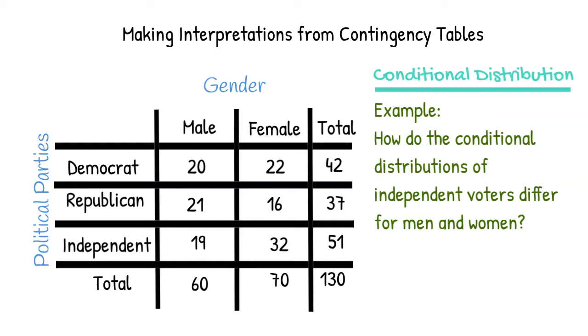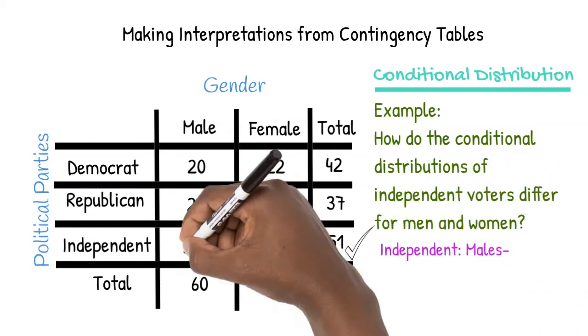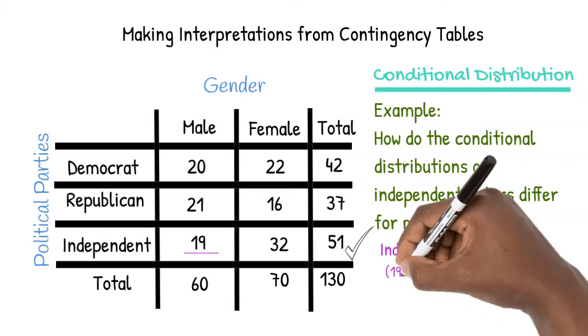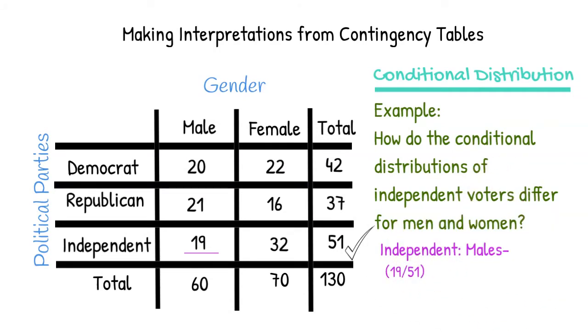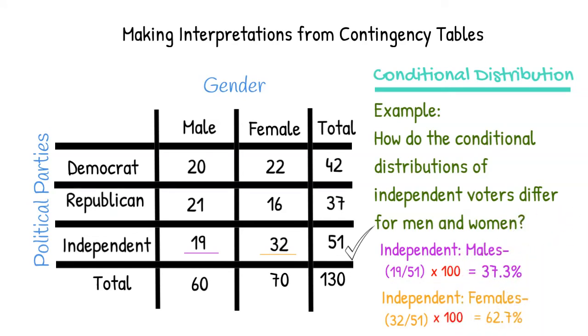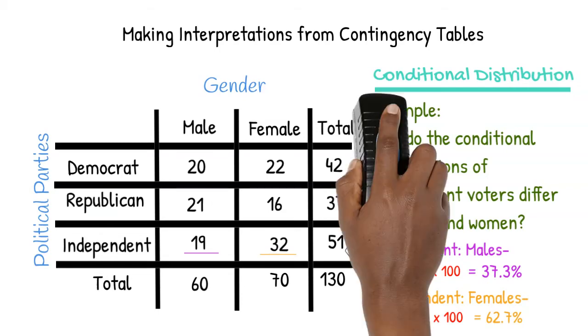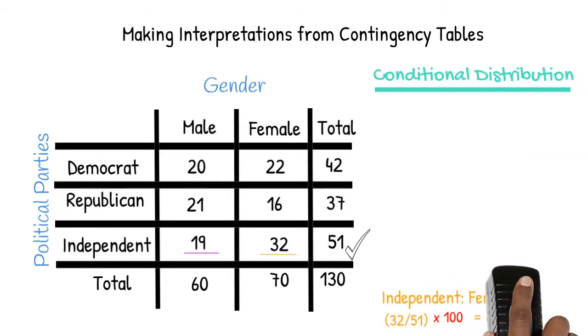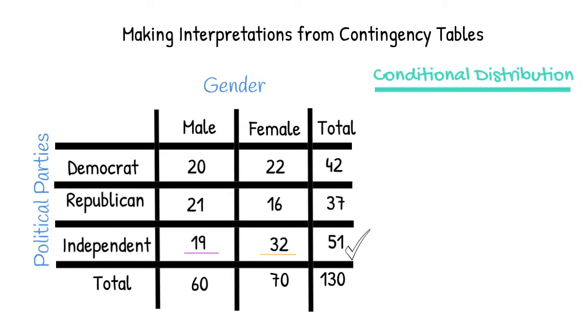Since we are interested in the distribution of independent voters, our total is now 51, the total count of independent voters. We see that 19 of these voters are male, 19 out of 51 independent voters. We multiply this by 100 to convert to a percent and get 37.3%. We do the same for females by dividing 32 by 51 and multiplying by 100 to get 62.7%. Being able to calculate conditional distributions gives us more insight into our data, showing us exactly how categories are broken up. Let's see another example.